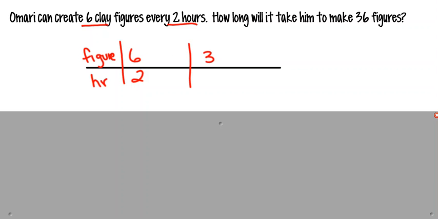I'm going to put my 36 here. Then you just ask yourself, how did you go from 6 to 36? You multiplied by 6, so multiply the bottom by 6, and you get 12. So that means it will take him how long? 12 hours.